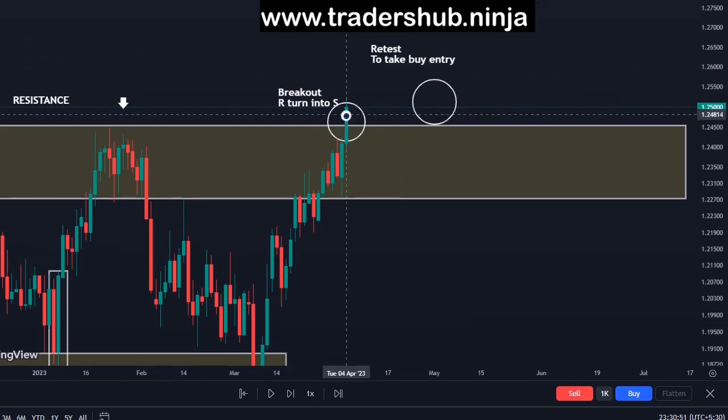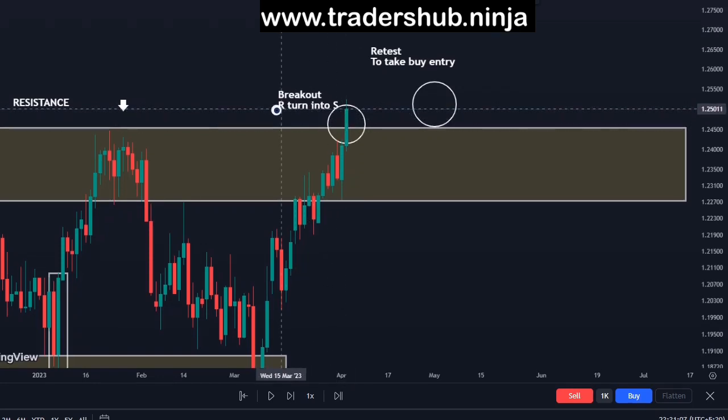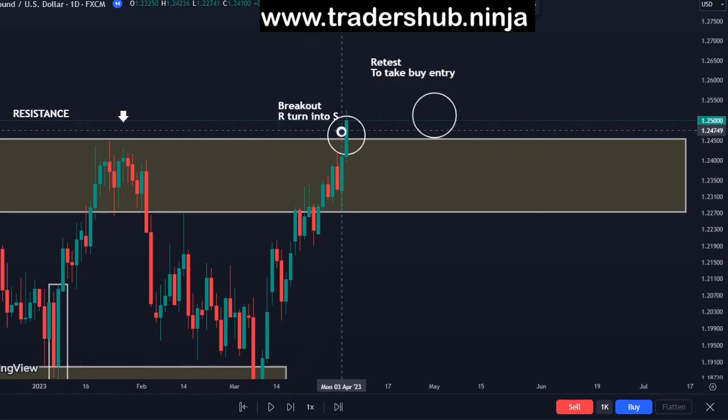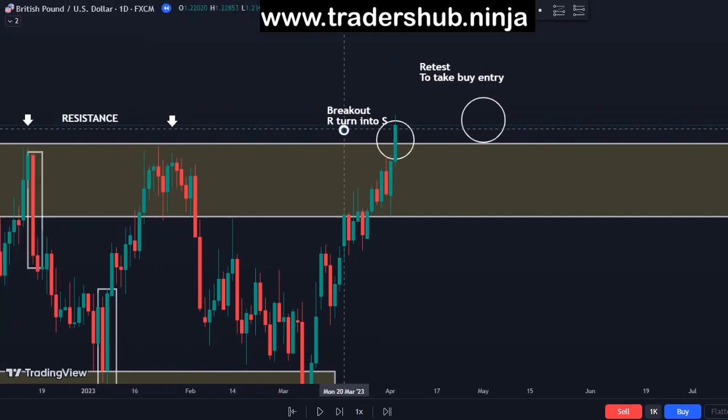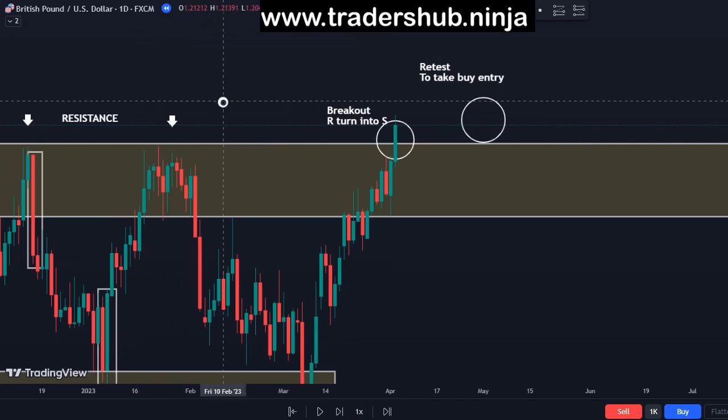This particular bullish candle closed above the resistance zone. The market closed above the resistance zone. That means a breakout occurred. It indicates that resistance has now turned into support, because this particular bullish candle closed above the resistance zone. So the resistance zone turned into support.